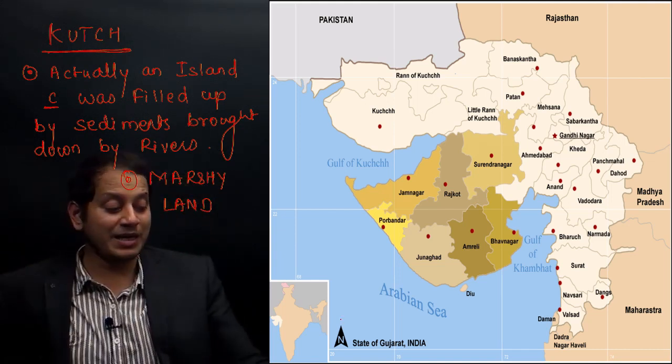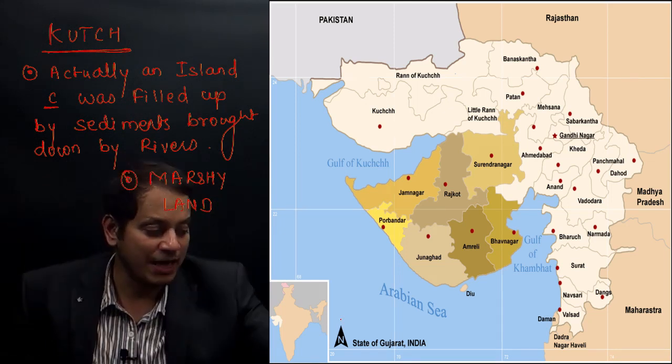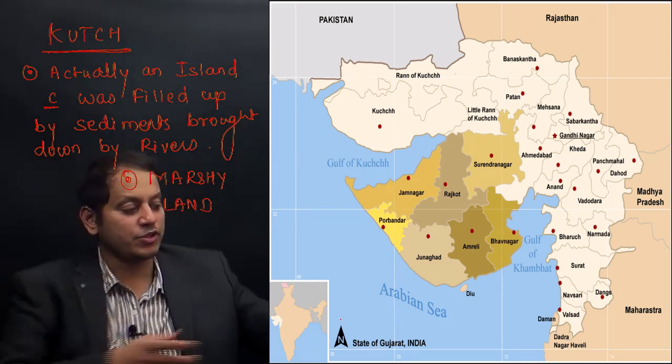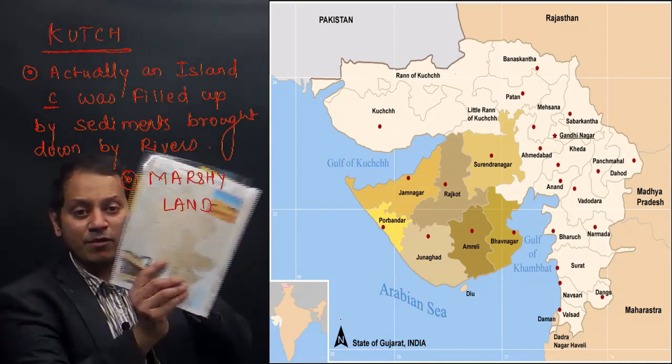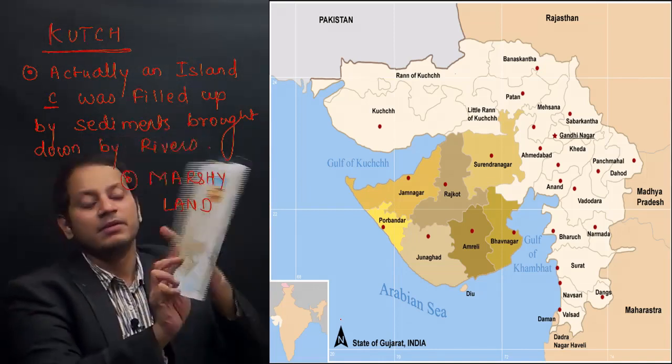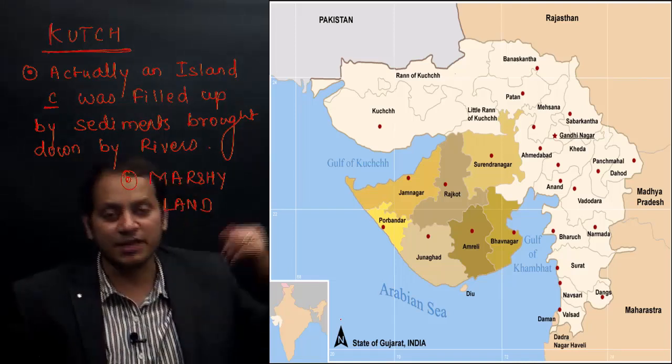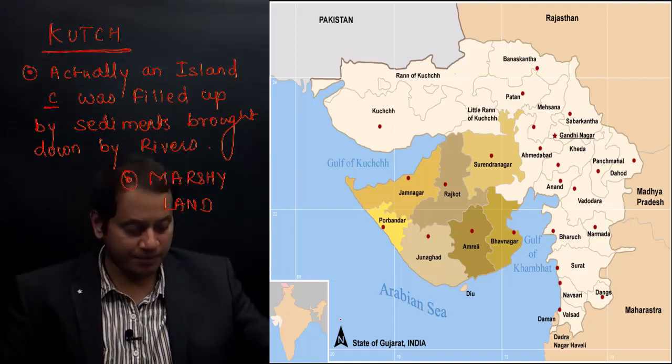Now open your atlas, whatever atlas you are having, and open the map of Gujarat. That is this part in your bigger map. That is the map of Gujarat which you can see here. And let us study with me the Run of Kutch in detail.